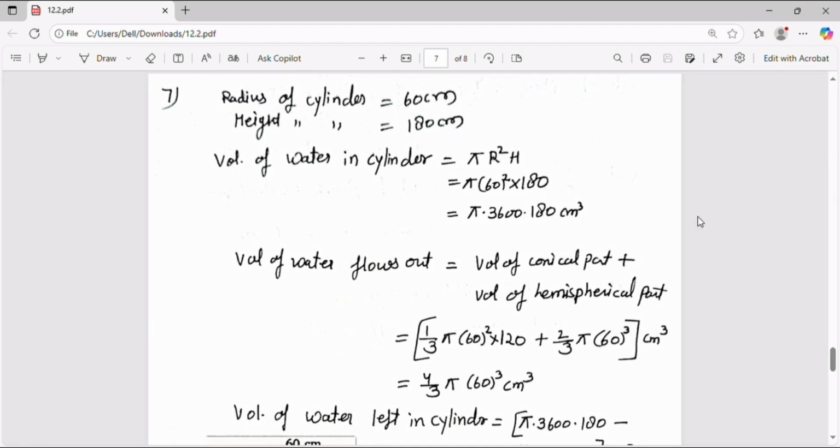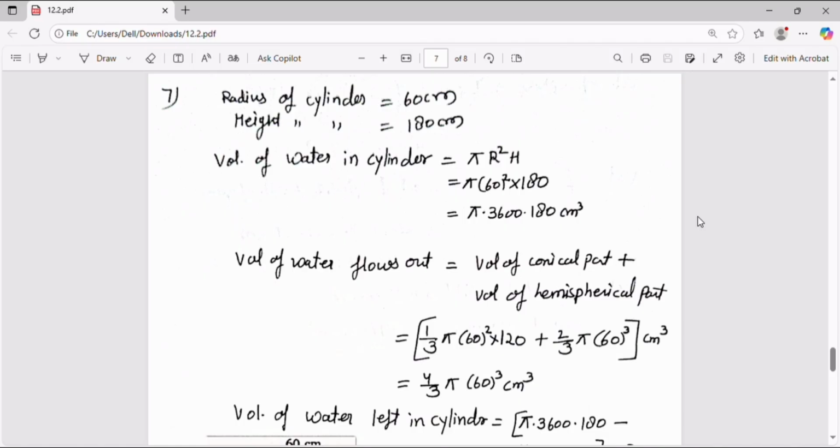Next question, question number 7. A solid consisting of a right circular cone of height 120 centimeter, radius 60 centimeter, standing on a hemisphere of radius 60 centimeter, is placed upright in a right circular cylinder full of water such that it touches the bottom. Find the volume of water left in the cylinder if the radius of the cylinder is 60 centimeter and its height is 180 centimeter. So the radius of the cylinder is 60 centimeter and the height of the cylinder is 180 centimeter.